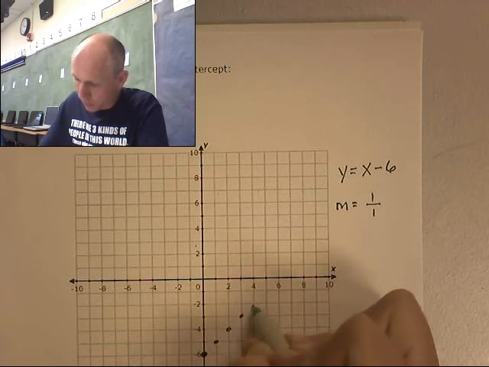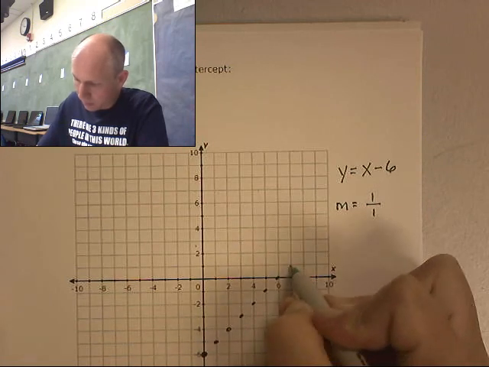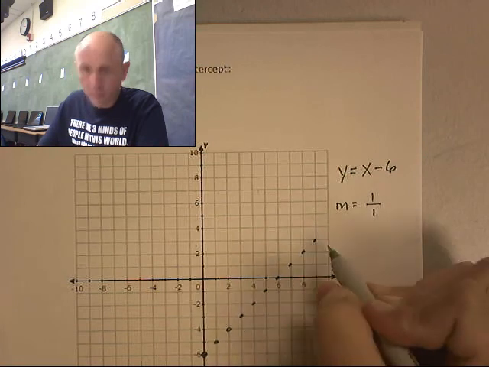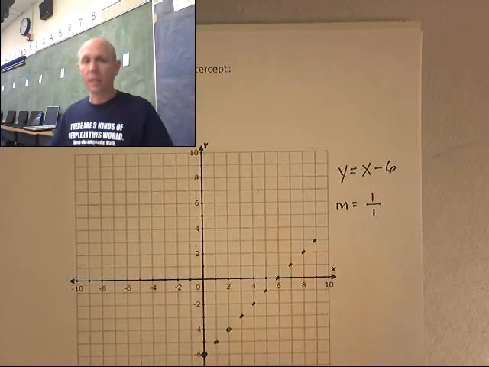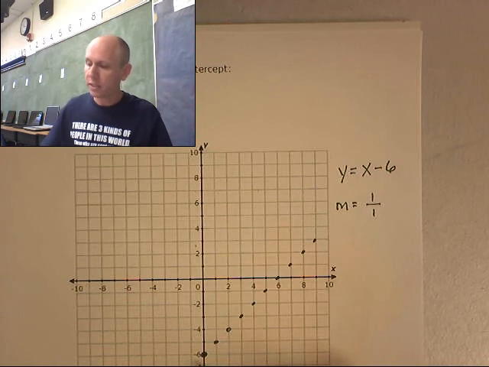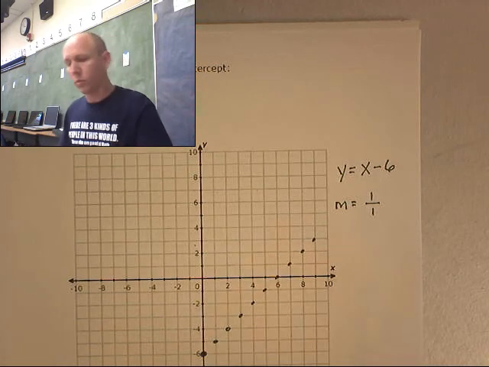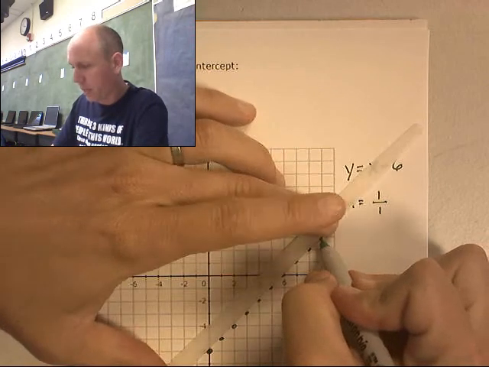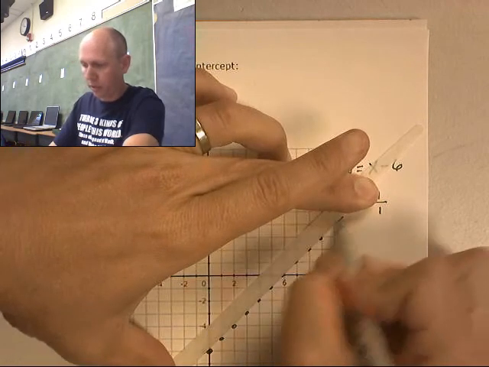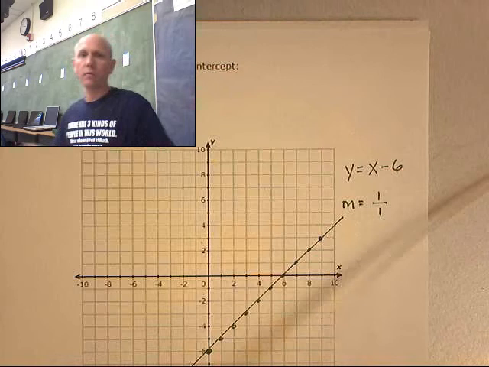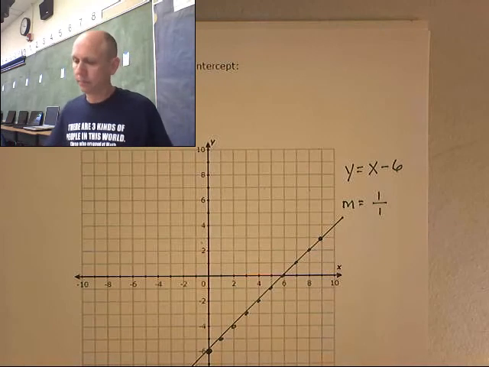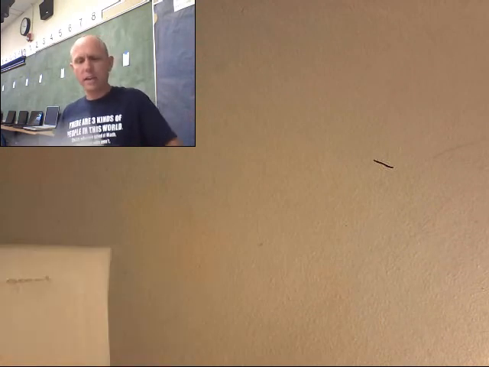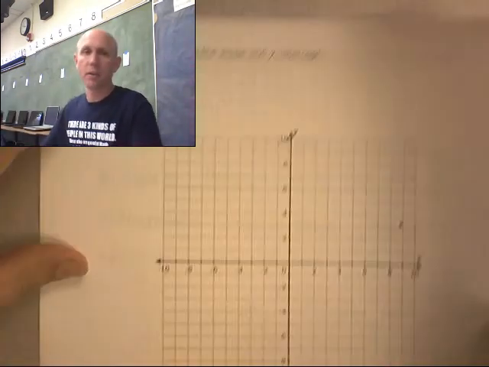Up 1 over 1. There it is. There's my line. It has an intercept at negative 6 and a slope of up 1 over 1. Using my very, very high-end straight edge here, there's my line. Slope-intercept form. It's magical. Okay.